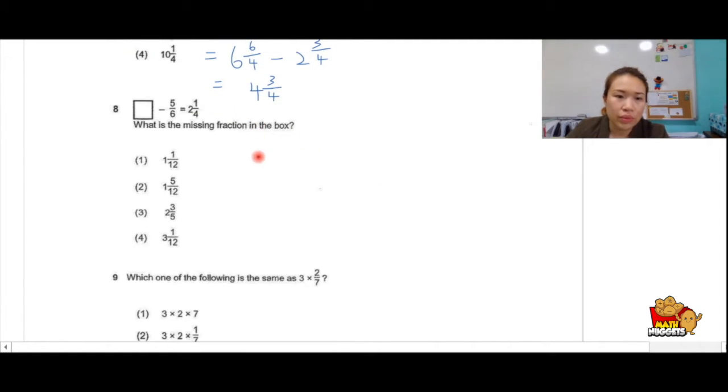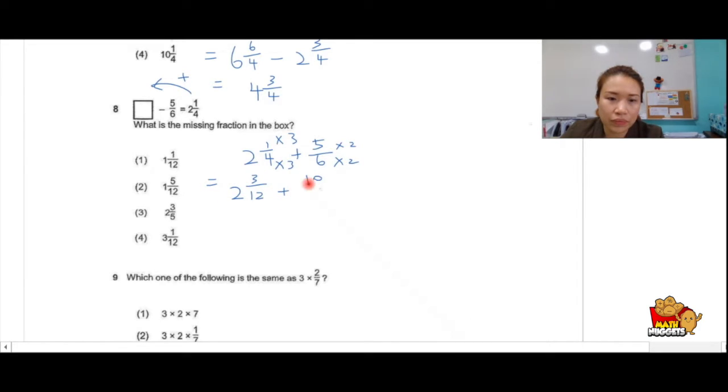Question 8. We need to work backwards to find the fraction in the box. So work backwards means we will add. So 2 1/4 plus 5/6. So same thing, we need to change the same denominator. Times 3, times 2, change to denominator 12. This gives us 2 and 13 out of 12, which gives us 3 and 1 out of 12. Option 4.